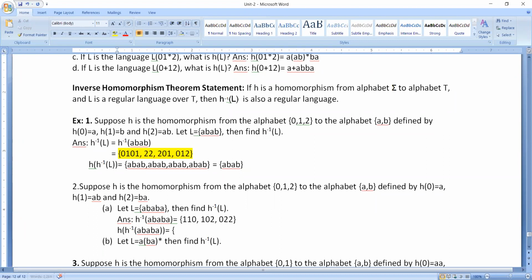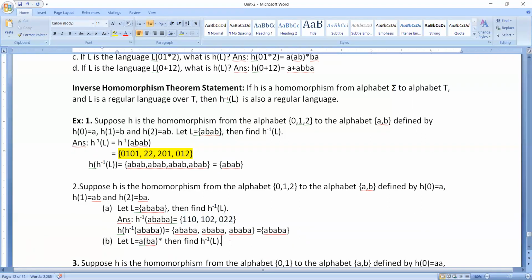Now just write it down in terms of A's and B's. What is the value of H of 1? H of 1 is AB. And again 1 is AB, and 0 is A. Then what is 102? 102 is again AB, A. And what is 022? The value of 022 is ABA, BA. And finally, it will result in ABA, BA. Okay, now we can see that this is going to be our inverse homomorphic value.